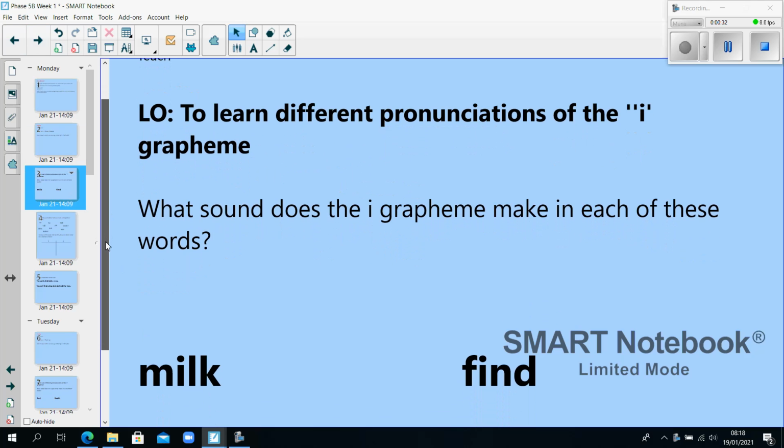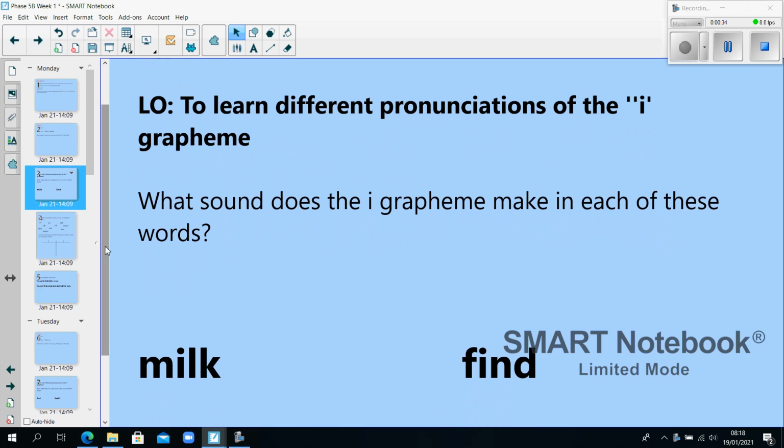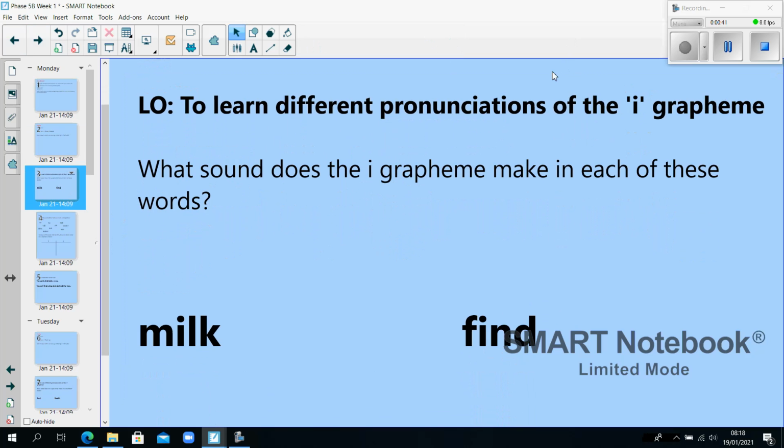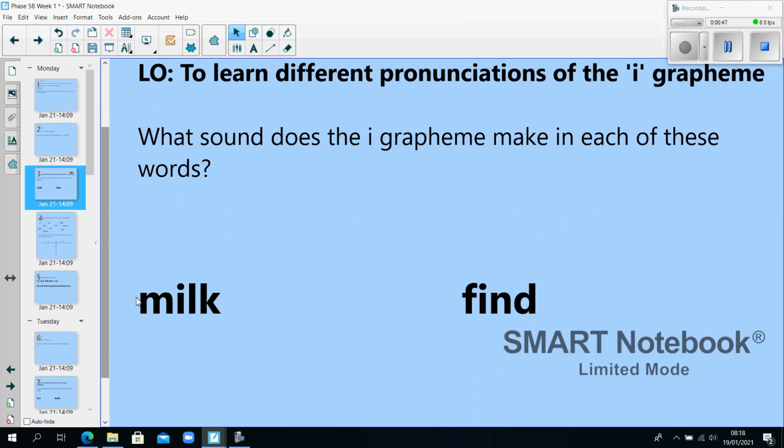This week we're learning different pronunciations of the I grapheme, so how the letter I sounds in different words. So let's look at these words. What sound does the I grapheme make in each of these words? Milk, find. So we've got I in milk and I in find. We've got two different ways of saying that letter I.